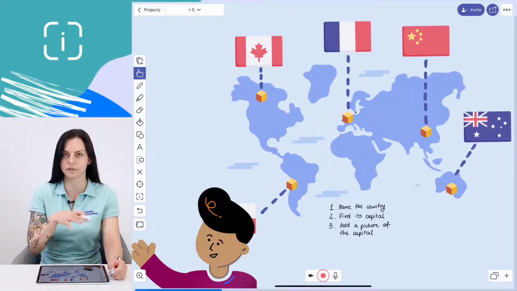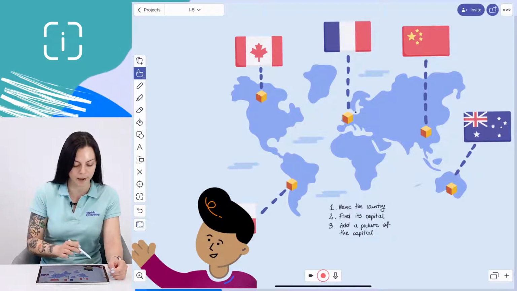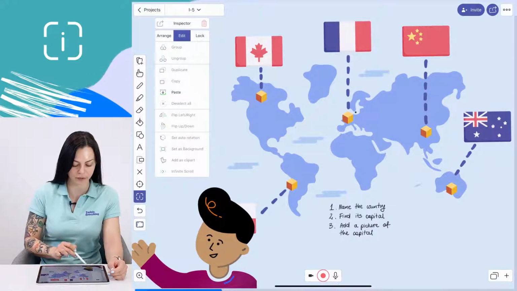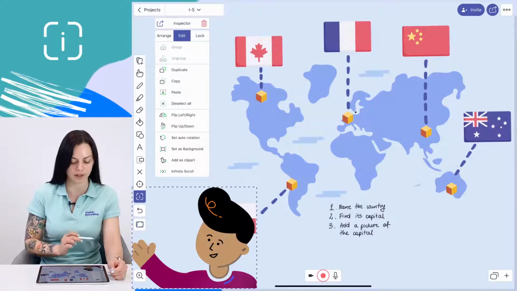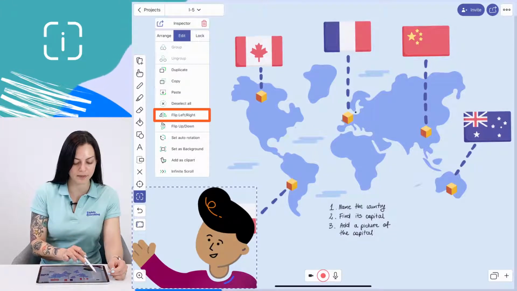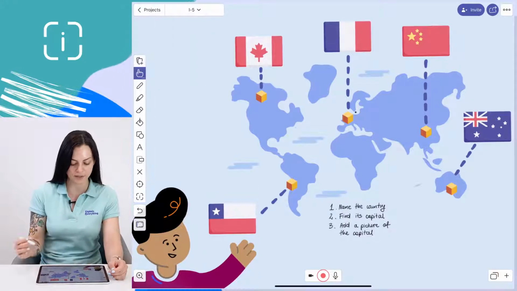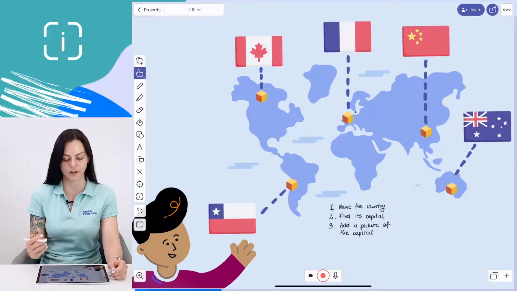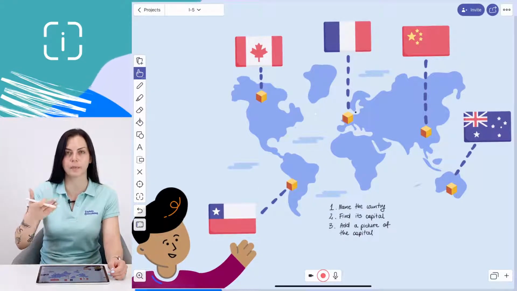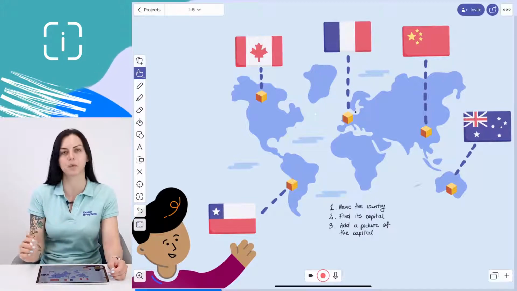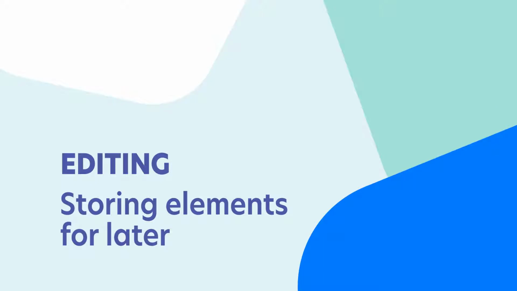So if we wanted to flip him around so he was pointing at the map, we would select the inspector tool, then the object that we wish to flip, and then we would select Flip Left, Flip Right, right here. And as you can see, he is now pointing in the right direction. You can also flip things up or down, so whatever way you need to arrange your object, the inspector tool will help you do that.